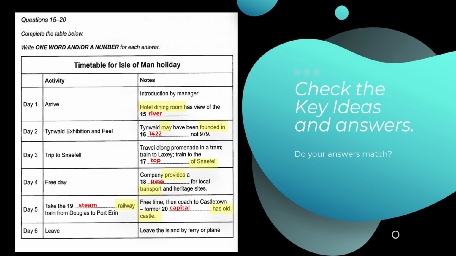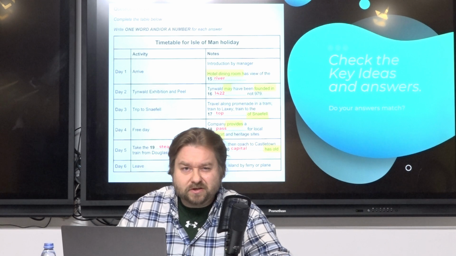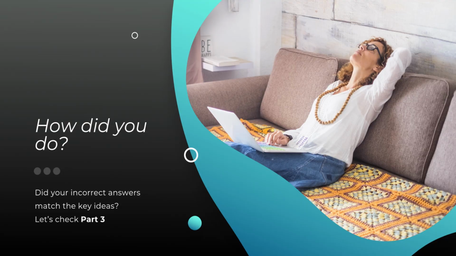Now, let's look at these. What can we see? We can see a river. The date, 1422. And where does it go? To the top of Snaefell. What is provided? A pass. And what kind of railway, right? A steam railway. And what has an old castle? Where is this old castle? It's in the capital. Okay? These key terms help us match the answer. How did you do on this one? Was this one easier than the first? We'll see. That's important. We start to understand these key terms, and it might be easier for you later.